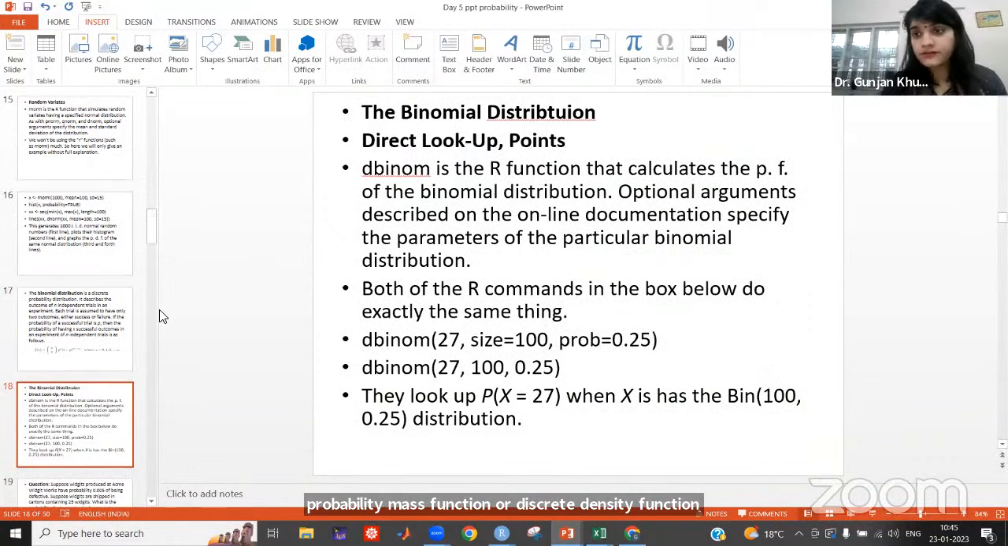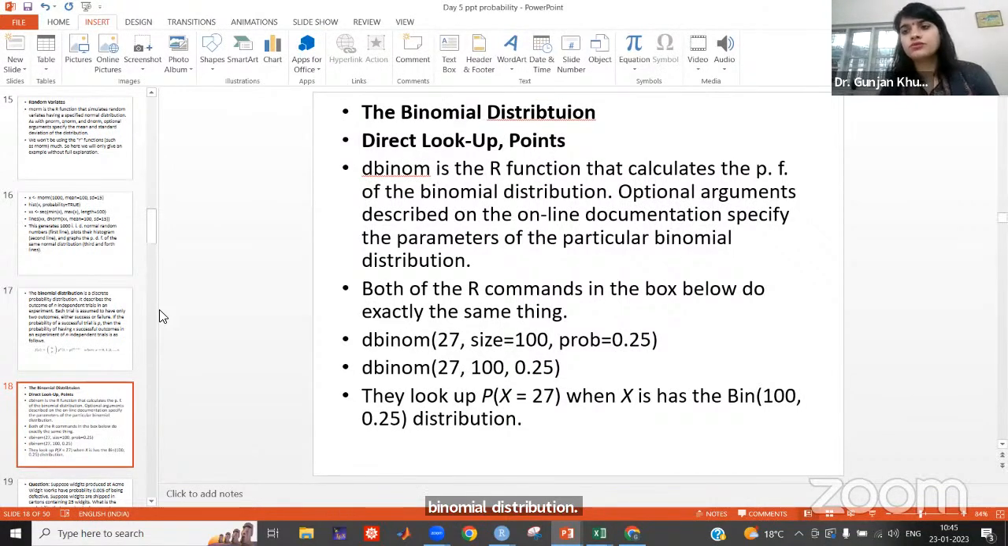And the function which is used to calculate this is dbinom, which calculates the probability function or probability mass function. So dbinom is the R function that calculates the PF, meaning the probability function of the binomial distribution. Optional arguments described in the online documentation specify the parameters of a particular binomial distribution. So in the normal distribution you use the parameters mean and standard deviation, right?